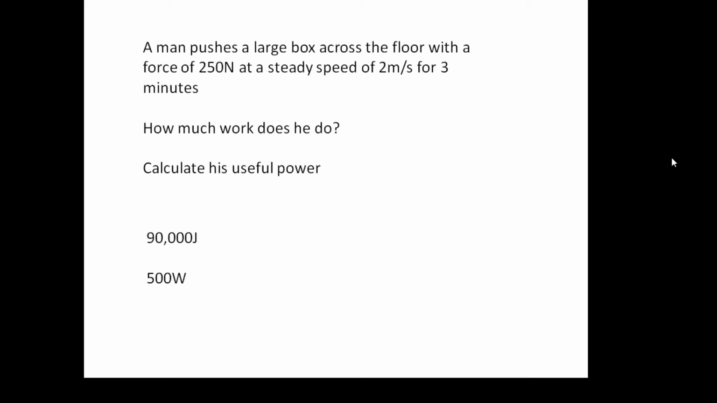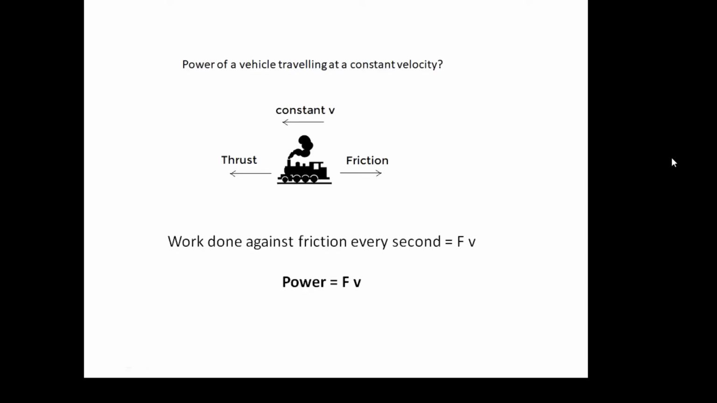Note that the power is how much work he does every second, and so that's going to be 250 times 2. Is it a coincidence that it's 500 watts? Well, no, because of the power of a vehicle traveling at a constant velocity. If a vehicle is traveling at constant velocity, then the motive force, the thrust, if you like, is equal and opposite to the frictional force, and so the work done against friction every second is force times distance over time, which is force times velocity. A very useful little equation, don't forget it. Power is force times velocity.